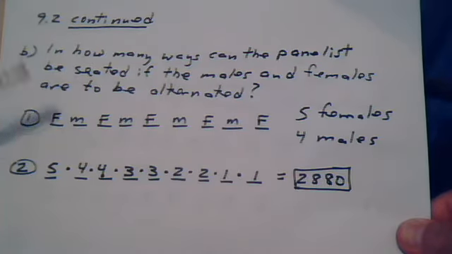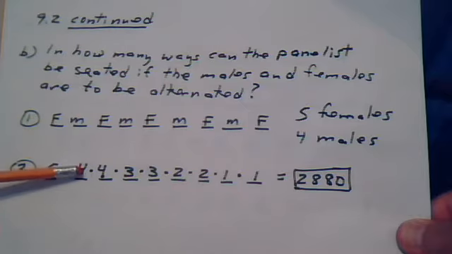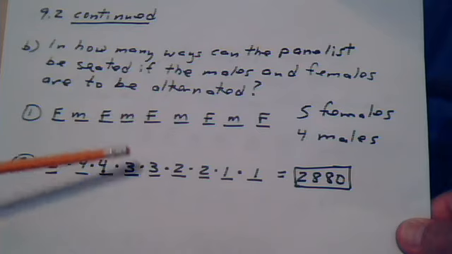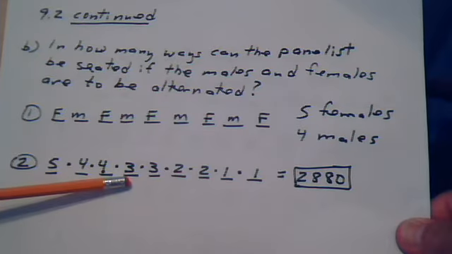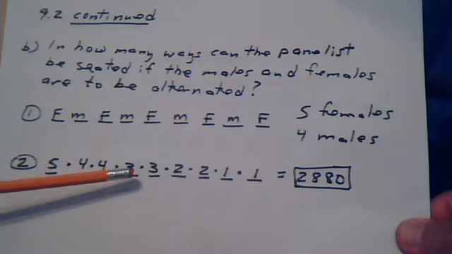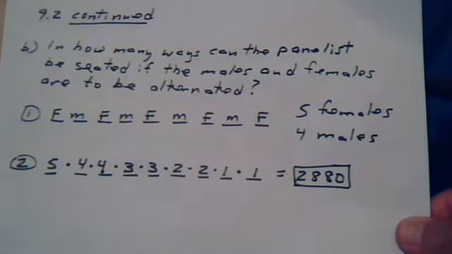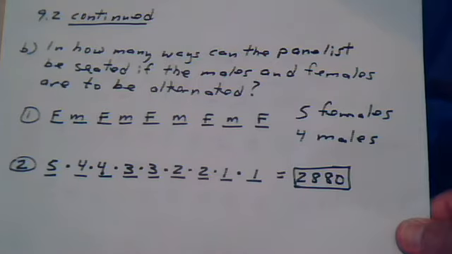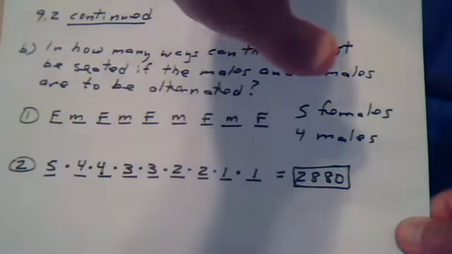Now go with the males. For this first male, there's 4 males available to assign this chair to. Go to the next male position. There's only 3 males that you could choose to assign this position, and down the line. Multiply these numbers, and you get 2,880 ways that the panelists can be seated if males and females are to be alternated.